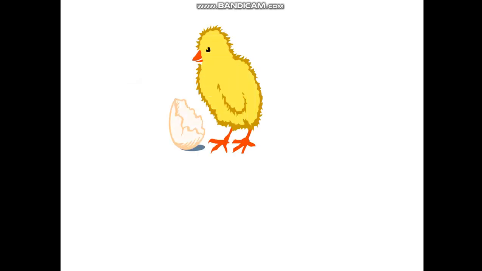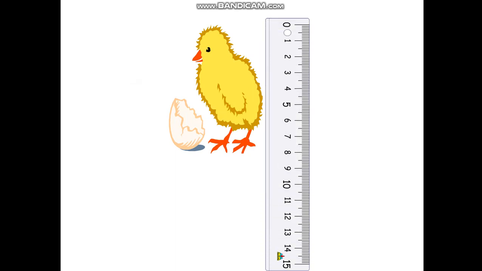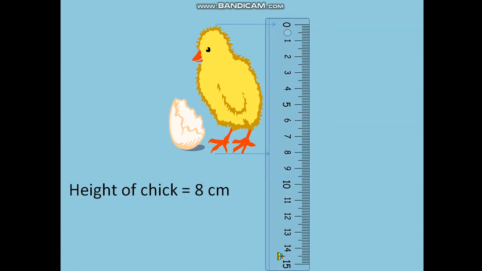We can measure the height of this cheek. We have placed the scale like this. We draw two lines again. Lines should be straight, remember, and lines should touch top and bottom. We can say starting from 0 it is up to 8 centimeter. So the height of this cheek is 8 centimeter.